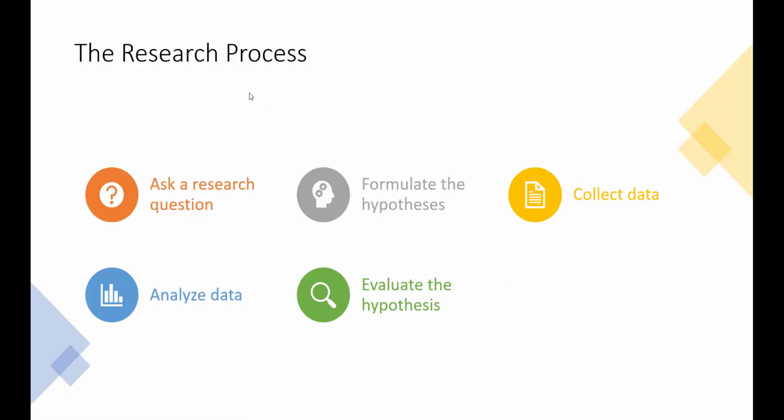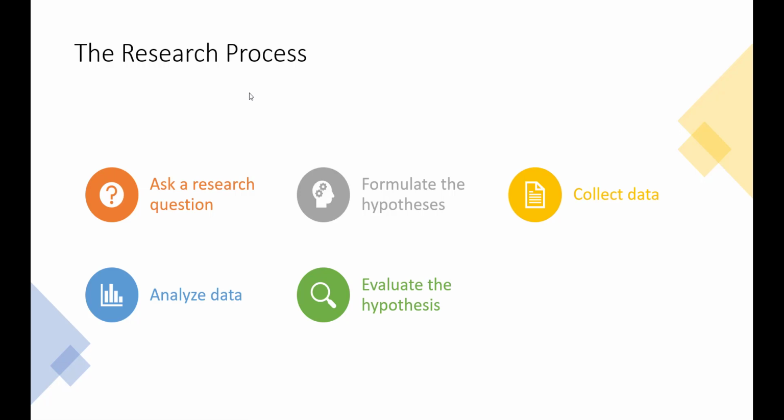The research process consists of 5 main steps. The first is to ask a research question. It needs to be specific, it needs to be detailed. The next is we need to formulate the hypothesis or hypotheses that we're going to have. These are basically answers to our research question, or our educated guesses as to those answers.